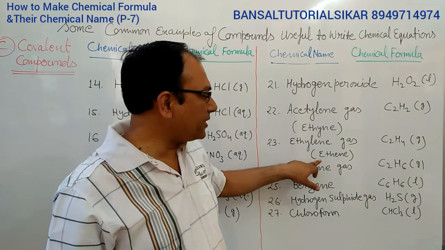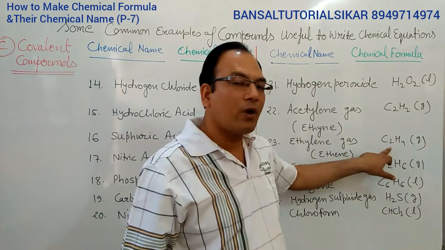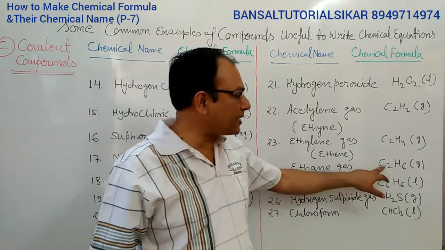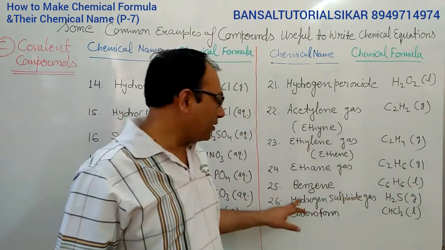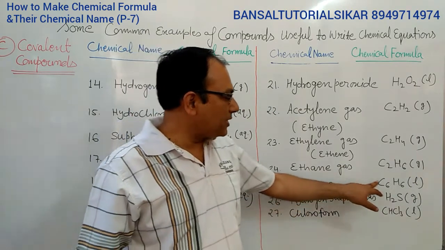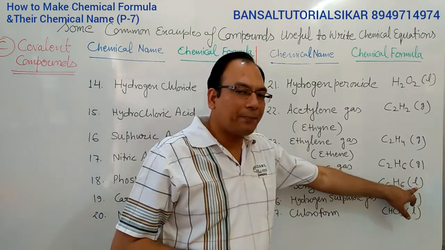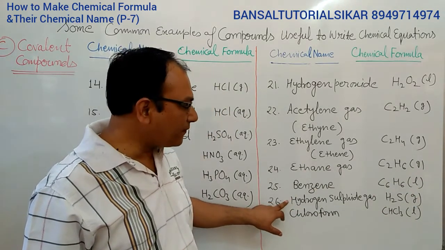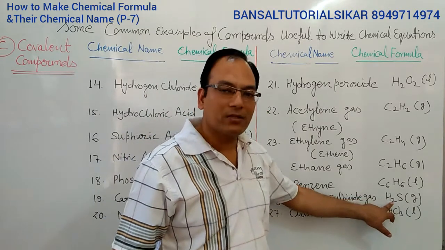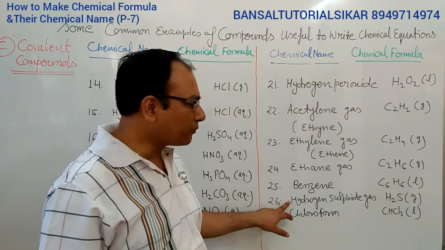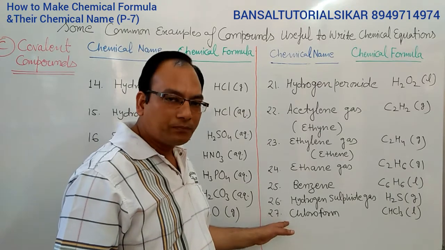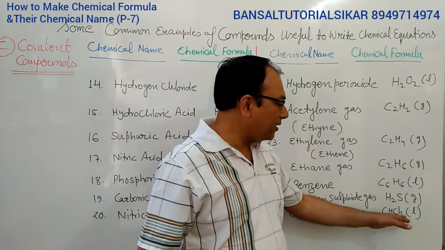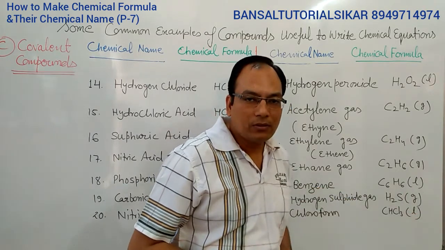Ethylene gas, in IUPAC it is known as ethene. The formula is C2H4. It is gas. Next is ethane gas. Formula is C2H6. It is also gas. Next is benzene, C6H6. Liquid at room temperature. This is hydrogen sulfide gas. Important. Hydrogen sulfide gas. Formula is H2S. It is an important covalent compound. Next is chloroform. It is used as an anesthetic. The formula is CHCl3 and it is liquid at room temperature.